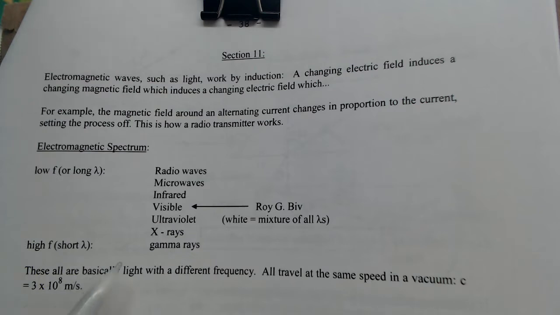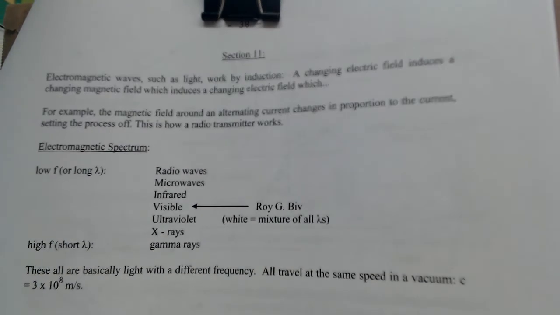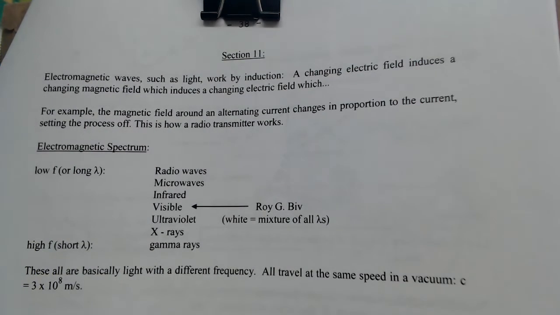So they're all basically just light with a different frequency, and therefore they all travel at the same speed in a vacuum. The speed of light is the speed of any electromagnetic wave. It's just that "speed of light" rolls off the tongue a lot smoother. Light is one syllable. Electromagnetic waves, I think that was 7 syllables. So it's kind of nicer to call it the speed of light.